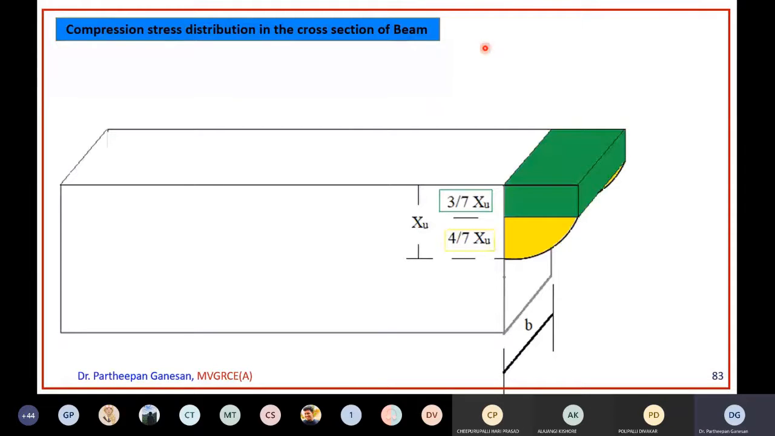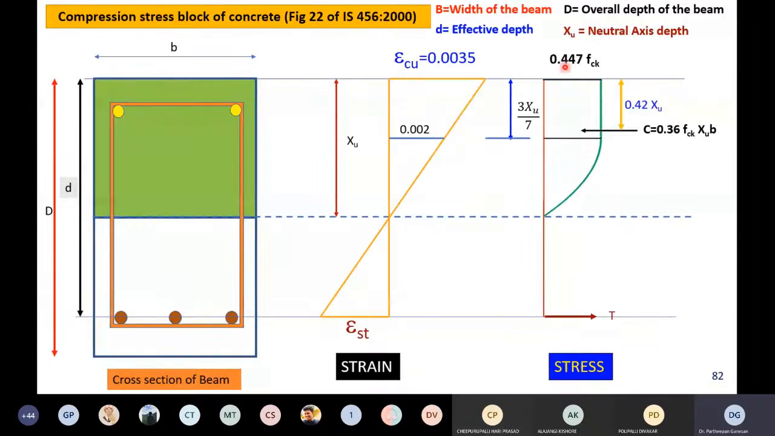Let us say this is your beam. This is the length of the beam. This is the cross sectional width of the beam, and this is the overall depth of the beam. Now, whatever stress distribution you saw in the previous diagram, this stress will act on the cross section. That's what is shown here in isometric view.